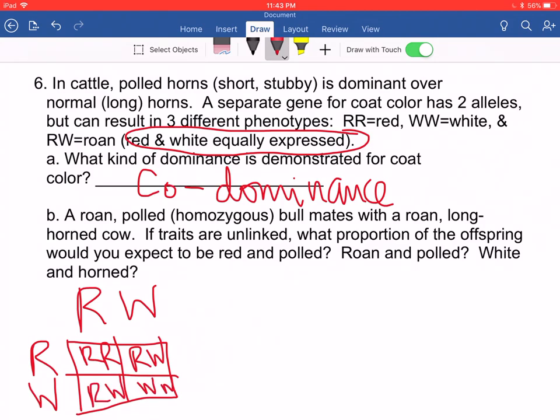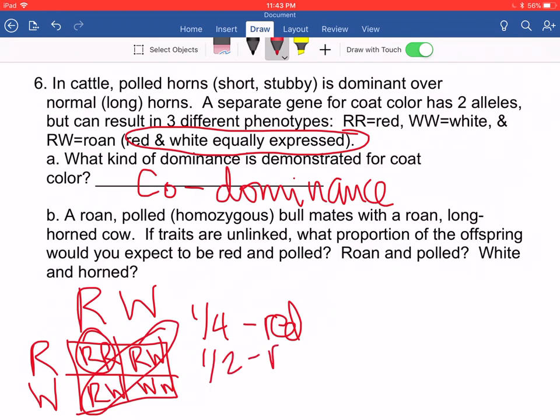And we can get our phenotypes. 1/4 is going to be red, 1/2 is going to be roan, and 1/4 is going to be white.